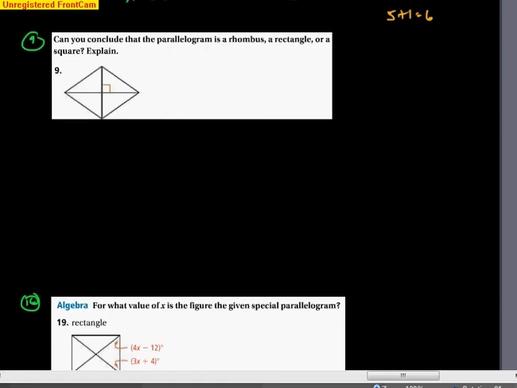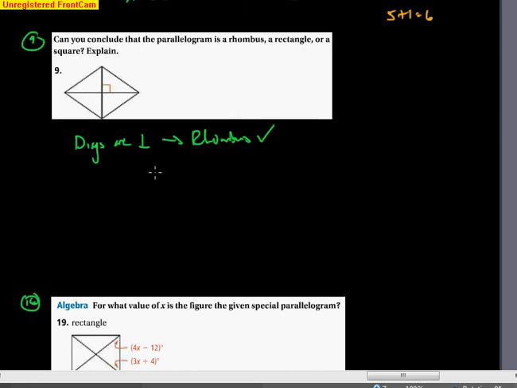Here we go, number 9. Can you conclude that the parallelogram is a rhombus, a rectangle, or a square? So first of all, understand this is a parallelogram. So now, look at the marking. This means that the diagonals are perpendicular. Well, what one is that for? That's for a rhombus. So check. This is a rhombus. Now, we also have to see if it's going to be a square.